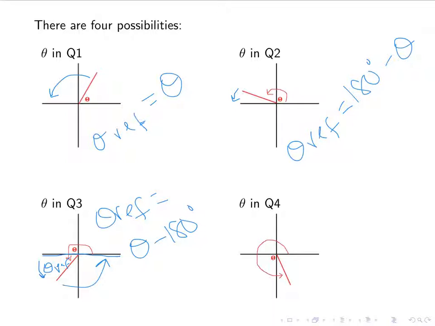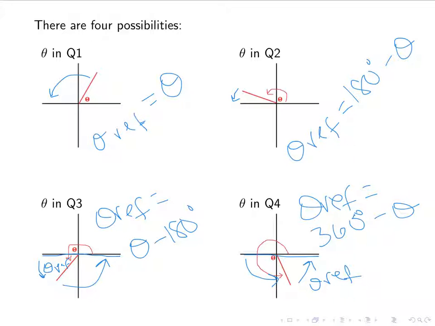The last one is when theta is in quadrant 4. So again, I have this angle here, and I also have this angle here. Now the smaller one, the acute one, is the one on the right. So that is my reference angle. To get it, I take the whole circle, 360 degrees, and I subtract theta. So the whole circle minus the red, I'm left with this guy here in blue. So depending on which quadrant we're in, we have a formula that compares the reference angle with the original angle.